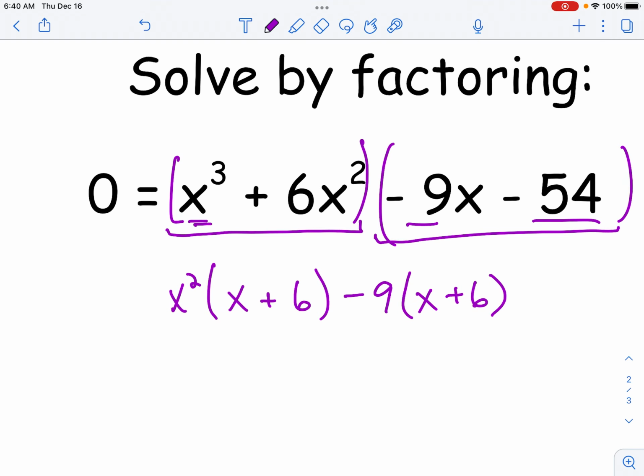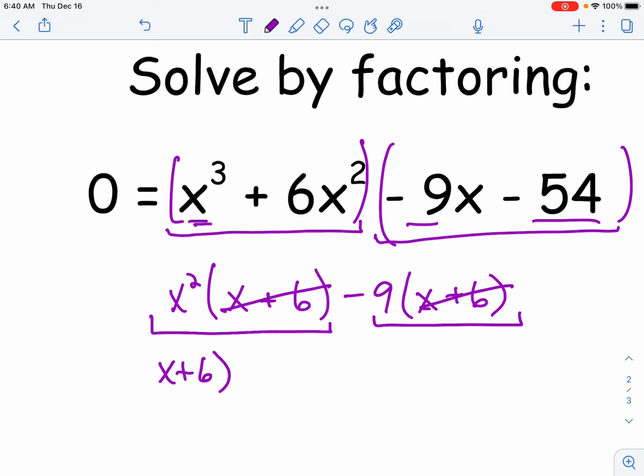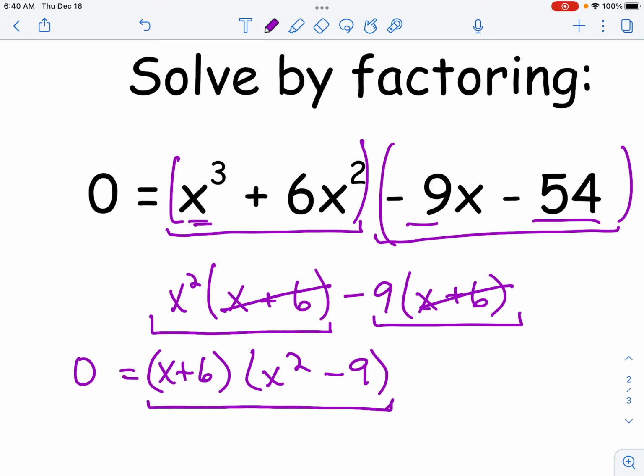What we're going to do then is treat this like two different things. We've got this first thing, and then we're subtracting that 9 times the x plus 6. So we have two terms here, and we are going to take an x plus 6 out of both of those terms, factor it out. What's left over is x squared in the first term and minus 9. If you take this and multiply it out, if you FOIL it out, you will get the original equation. It's the exact same thing, it's just factored. That's why it's called factoring by grouping.